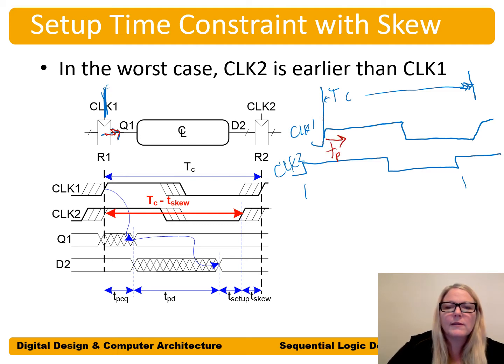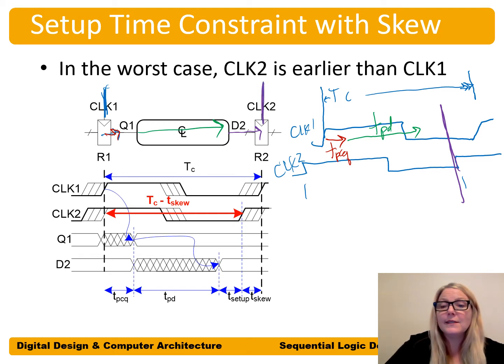The latest time would be TPCQ. It's going to go through our combinational logic, TPD, and then we need to have it set up and get into register 2 by clock 2's edge. So clock 2 is the one that is sampling D2, and so that has to set up before clock 2's edge. It has to be stable and available in that internal node of register 2.